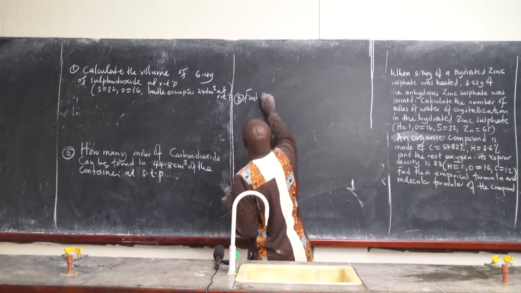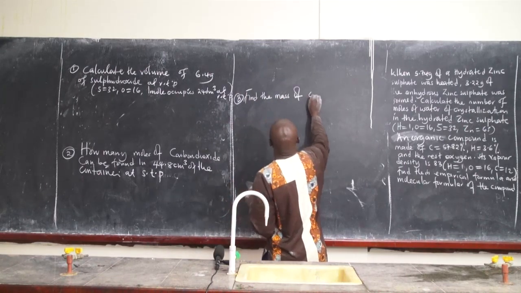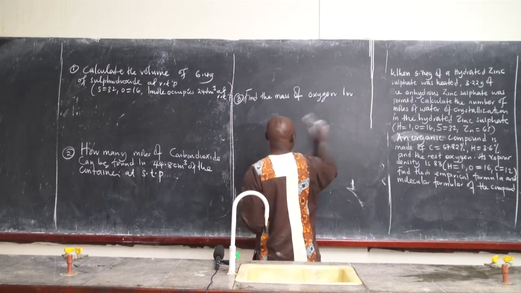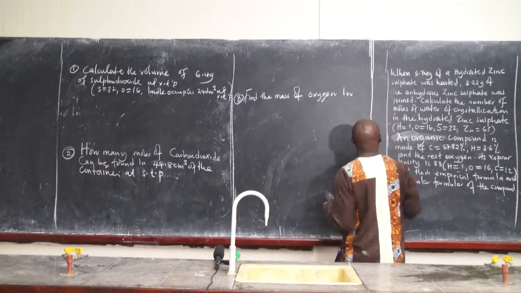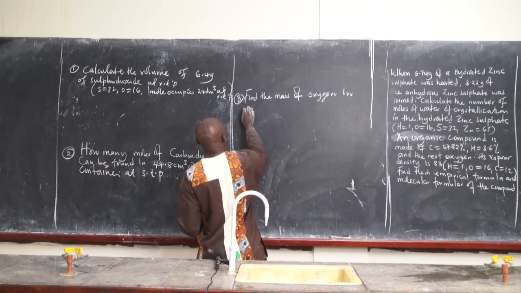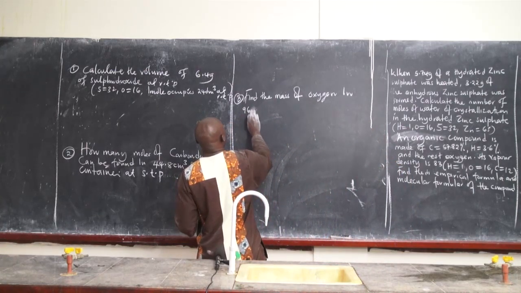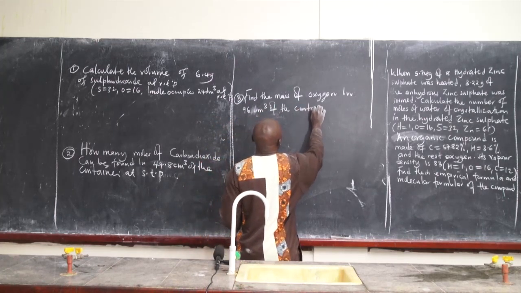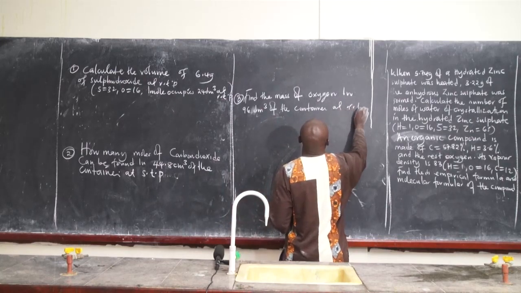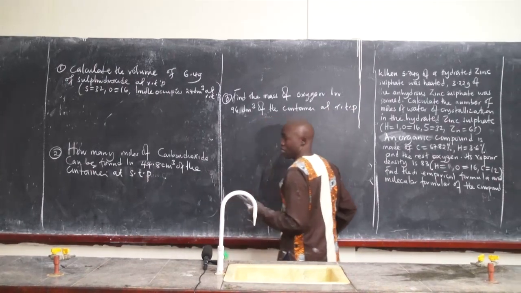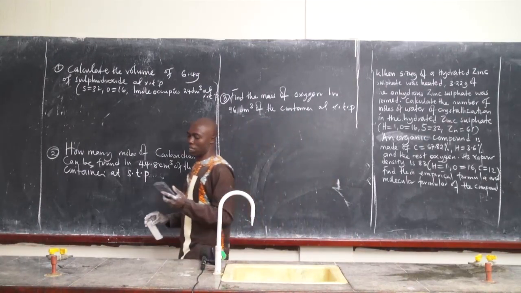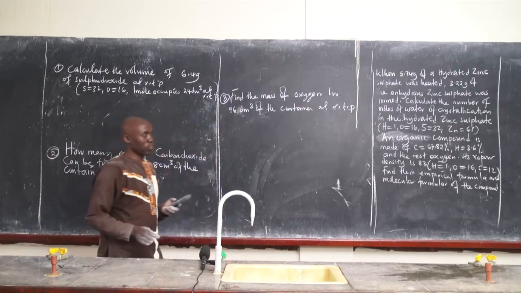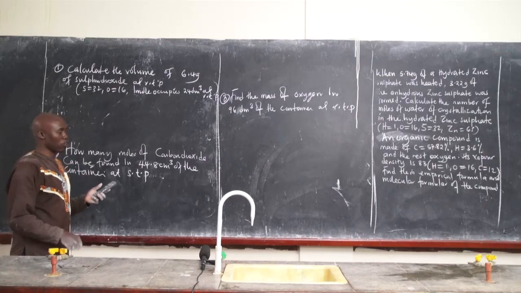Find the mass of oxygen in 96 decimeters cubed of the container at RTP. Let me do these 3 questions, then turn to stoichiometry. Hope you are paying attention. You can pause the video, try them out and compare with this.